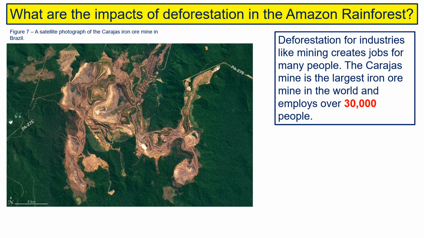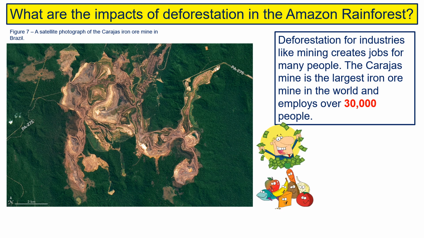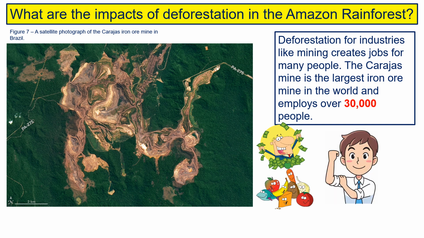Another cause of deforestation, the last one, is mining. This is a picture of the Carajás iron ore mine in Brazil, and this iron ore mine has created 30,000 jobs for local people as miners. This means people have more disposable income, so they're able to buy healthier foods, which means people are healthier and therefore they're going to live a longer life. So a lot of those deforestation causes lead to positive economic impacts.